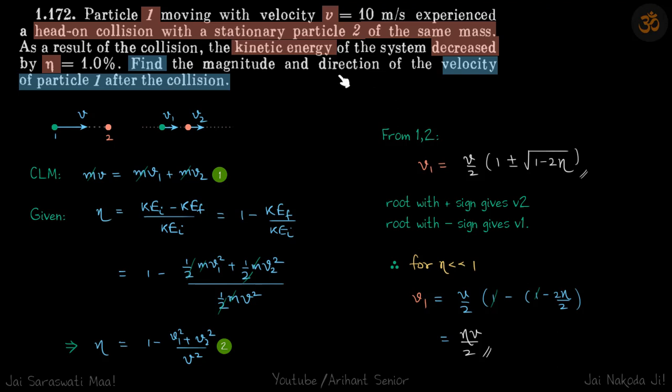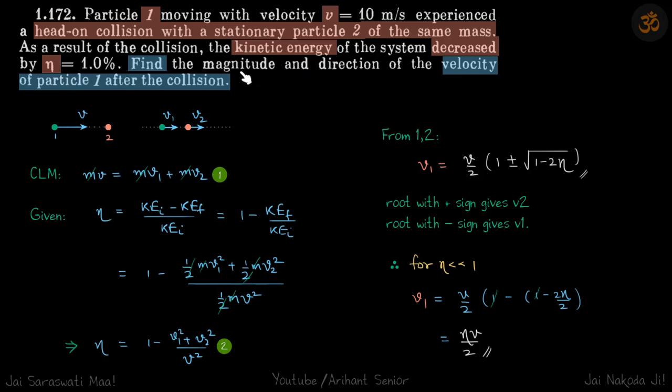So you can directly comment on the direction first. See, it's a head-on collision, so the direction is going to be either towards right or towards left. And we know that in an elastic collision, when it's colliding with the same mass, the first particle comes to rest and the second particle moves forward. And in a completely inelastic collision, both the particles will move forward, which means particle 1 must move forward if there is a loss in kinetic energy.